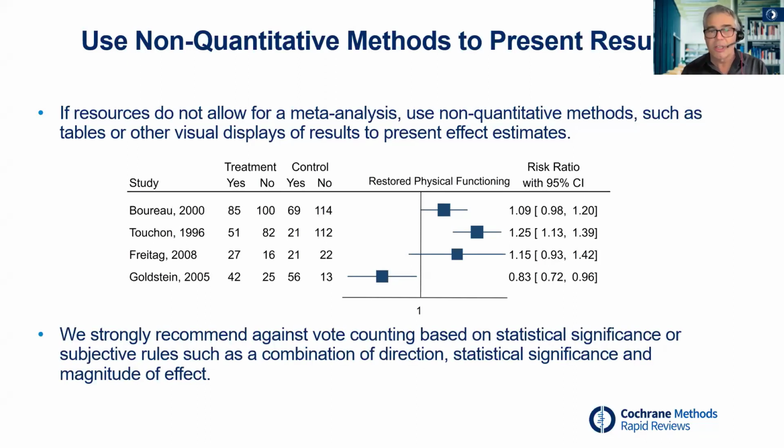We strongly recommend against vote counting that is based on statistical significance or other subjective rules. An example for vote counting would be to summarize the evidence by stating something like 3 studies found statistically significant effects while 2 did not. Vote counting oversimplifies the evidence and potentially misrepresents a body of evidence.